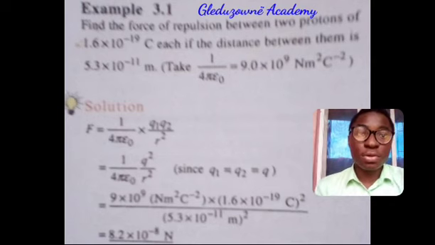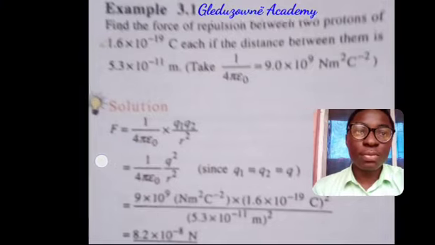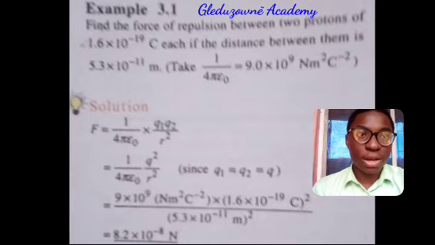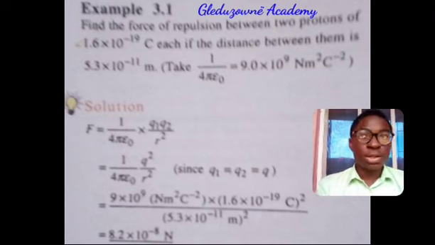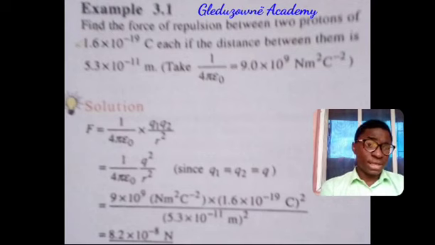First of all, I need you to know that this force equals 1 over 4 pi E naught multiplied by Q1 Q2 over R squared. When you plug in your values, you know that Q1 and Q2 are both 1.6 times 10 to the power of minus 19. If you had some basic knowledge of science, you should know that 1.6 times 10 to the power of minus 19 is basically the charge of an electron. Now when you plug that into the equation with the value of 1 over 4 pi E naught, you would get 8.2 times 10 to the power of minus 3 Newton. As you recall, Newton is a unit of force.